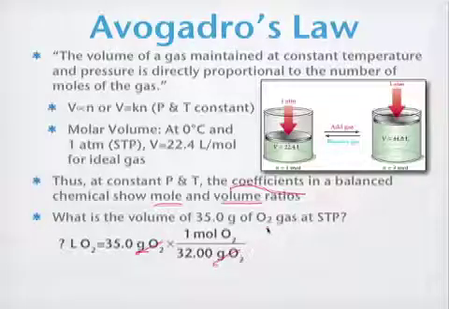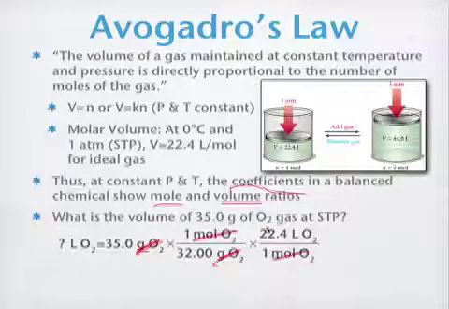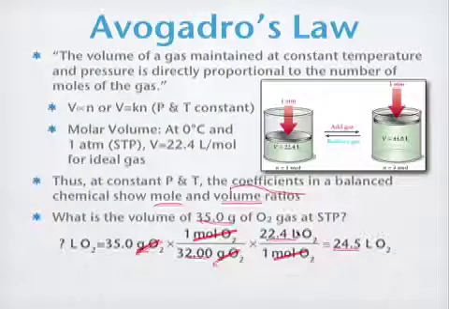Now for moles of oxygen, let's employ our conversion factor. We have 22.4 liters of oxygen for every mole of oxygen. Again, we'll cross off the moles of oxygen. And finally, our answer, 24.5 liters of oxygen. Does that make sense? Sure. 35 grams of oxygen is a little bit over a mole. So 24.5 liters is a little over a mole in terms of volume.